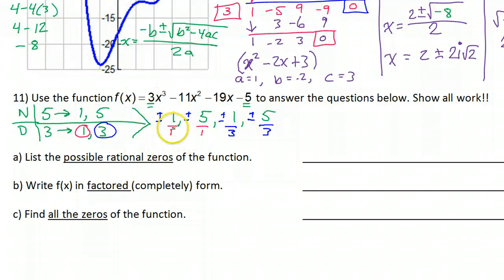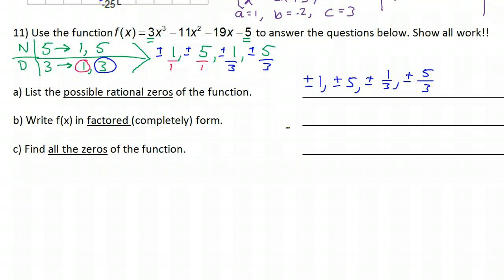So let's see. 1 over 1 is just 1. So I've got plus or minus 1. 5 over 1 is just 5. So plus or minus 5. And then 1/3, so plus or minus 1/3. And then 5/3, so plus or minus 5 over 3. So these are the possible rational zeros.